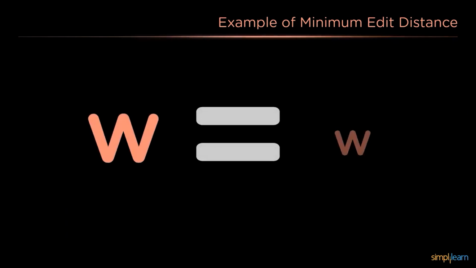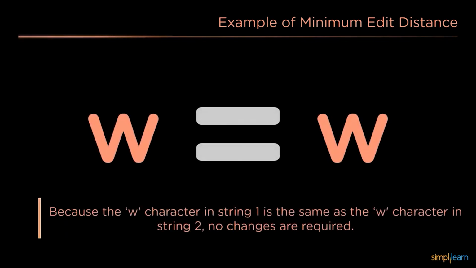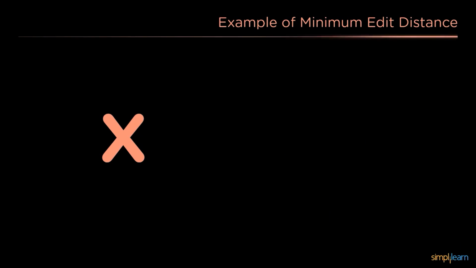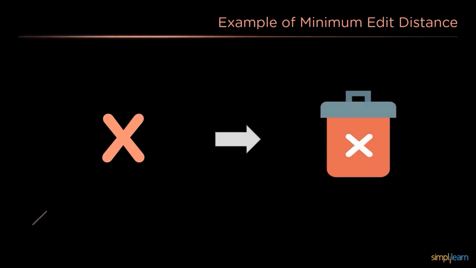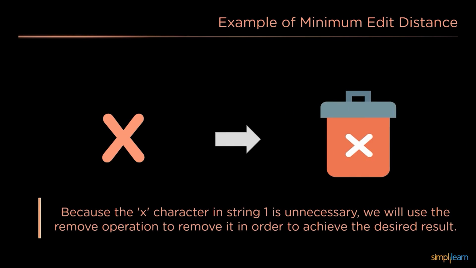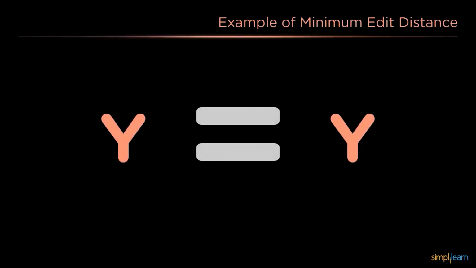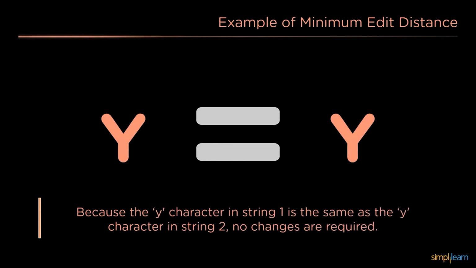We are now comparing string 1's third character with string 2's third character, that is W. No changes are required because W of string 1 is equal to W of string 2. Now, we look at the next character of string 1, that is X. Because X in string 1 is unnecessary, we will remove it using the remove operation. The next character in string 1 is Y. We will compare it to the next character of string 2, that is also Y. So no changes are required here since both characters are equal.